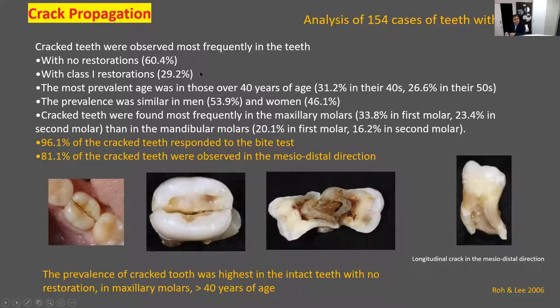It's only small restorations. After the age of 40, 31%, and as you get older it reduces, but prevalence is similar in men and women. In men there are higher forces, but statistically there's not a lot of difference, okay? That says maxillary molars have higher fractures and cracked teeth than mandibular molars. I'm not quite sure, but maybe that's in that particular sense.